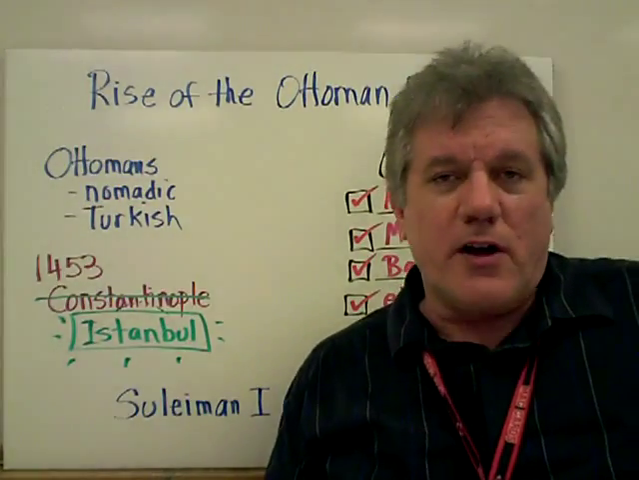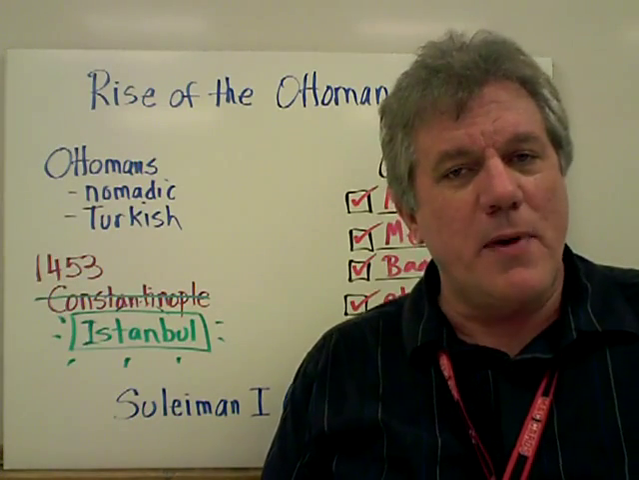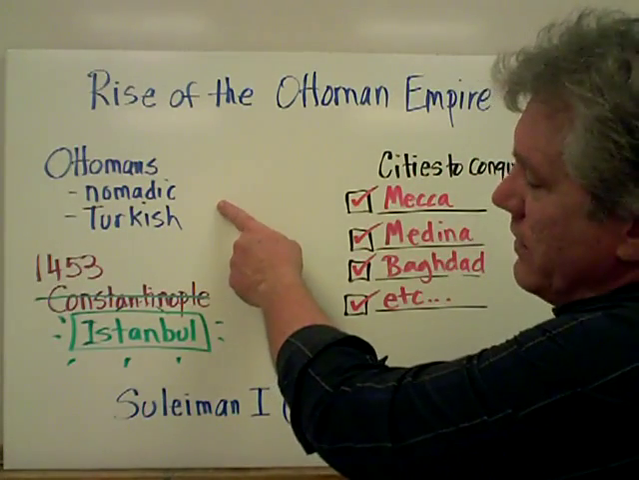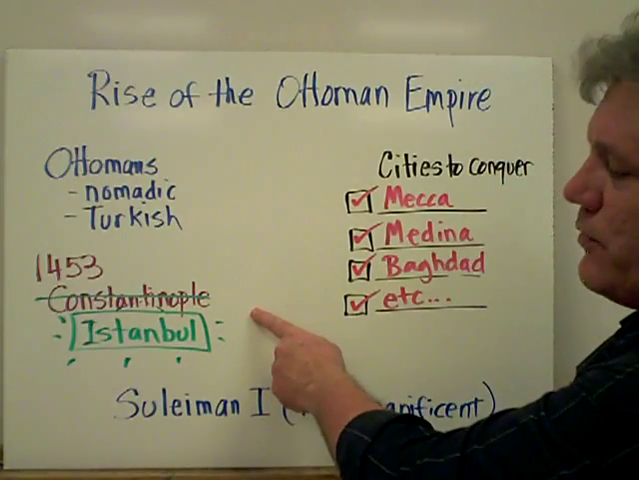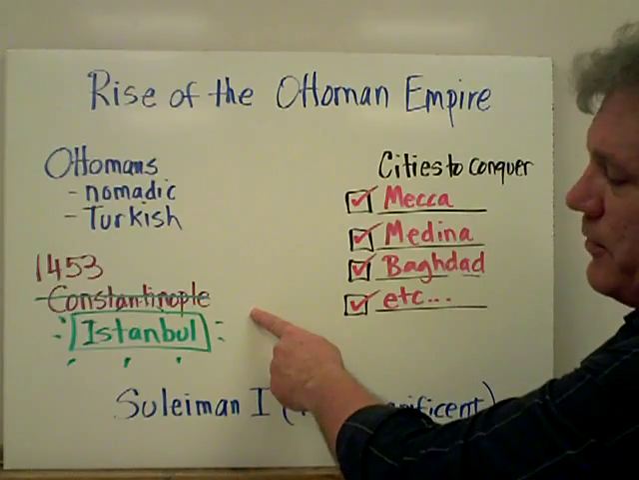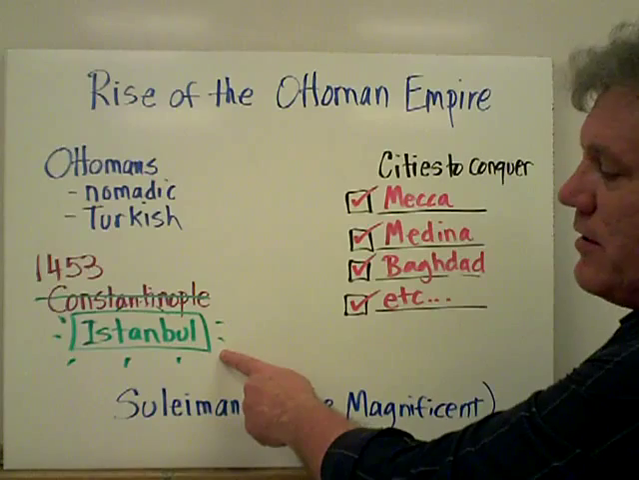Let's talk about the rise of the Ottoman Empire. The Ottomans were a nomadic group of Turkish people. They were growing in power and gaining territory, and in 1453 they captured Constantinople, the capital of the Byzantine Empire. They renamed this city Istanbul.